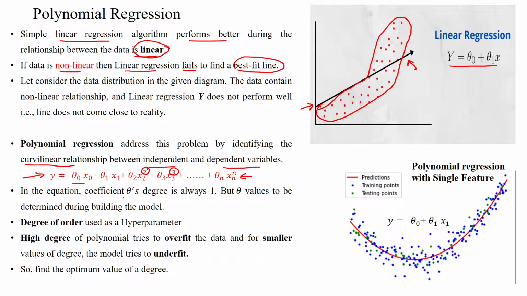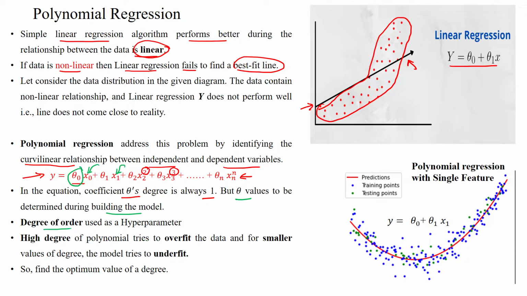In this equation, the coefficient theta's degree is always 1. The degree will vary only for the feature values x. For the theta value, the degree will always be 1. That is the parameter we can update to optimize the model. So the theta value will be determined while building the model.